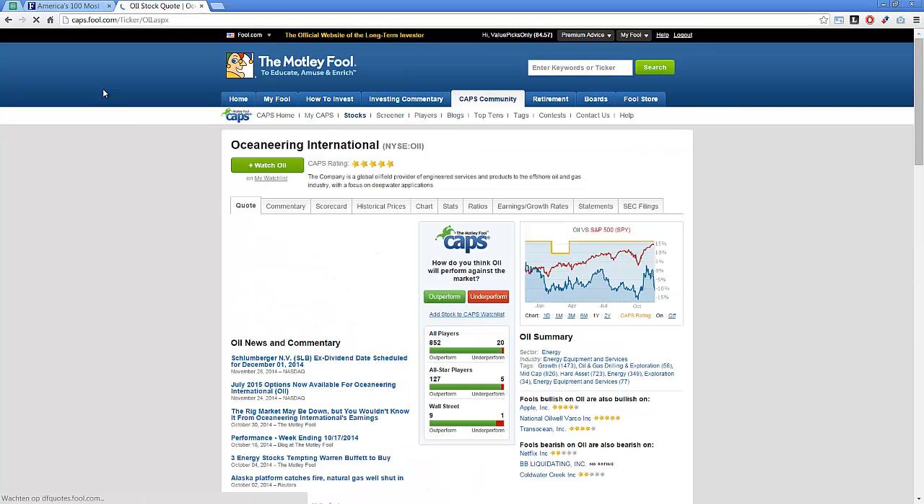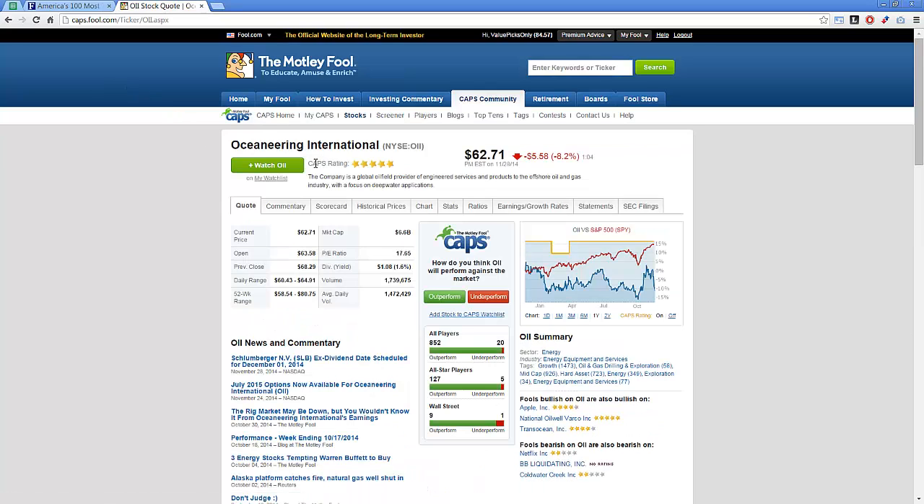So let's see what it says here. The CAPS rating, which is sort of the rating system of this website, where everyone who's registered here, they call them players, can vote on how good they think the stock is, if they think it will outperform or underperform. And as you can see, most have said this stock is likely to outperform. That's why it has a 5-star rating here.